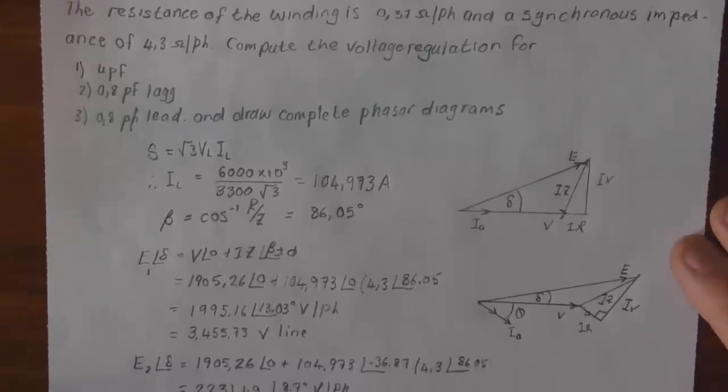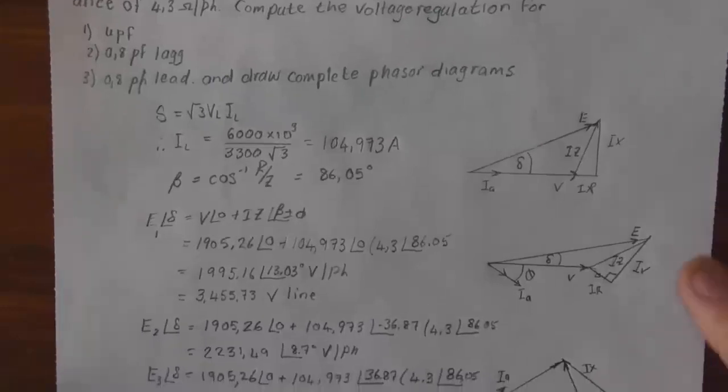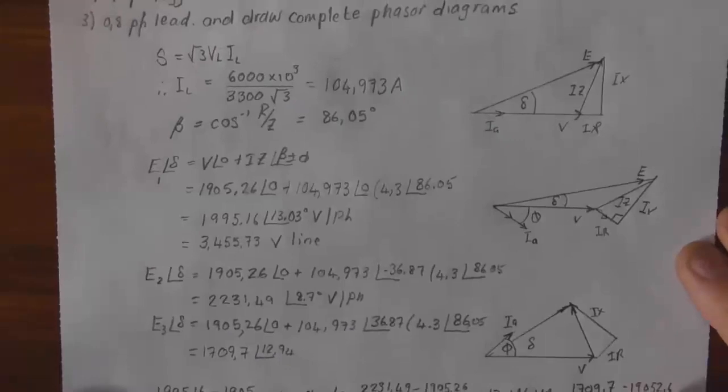complete phasor diagram. So first of all, we calculate the full load current, that is S divided by square root 3 V line, which gives us 104.973 amps. And the impedance angle is cos inverse of R over Z, which gives us 86.05 degrees. And there's the phasor diagram, because for unity power factor the voltage is in phase with the current, and therefore we get IR in phase with V, and that is the phasor diagram.